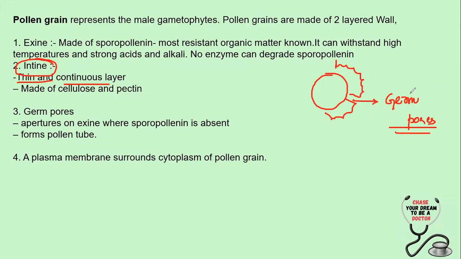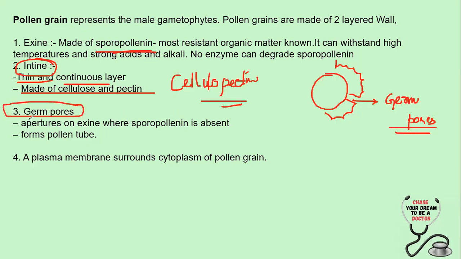No, it happens as a part of exine. Irregularity in the exine layer causes what? Germ pores, made up of cellulose and pectin. So the intine layer is made up of cellulopectin, whereas the exine layer is made up of sporopollenin.